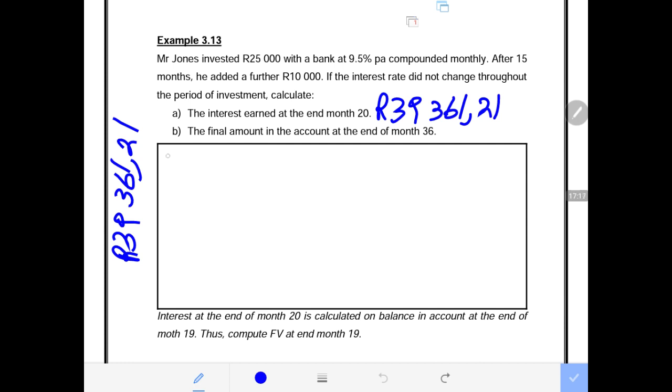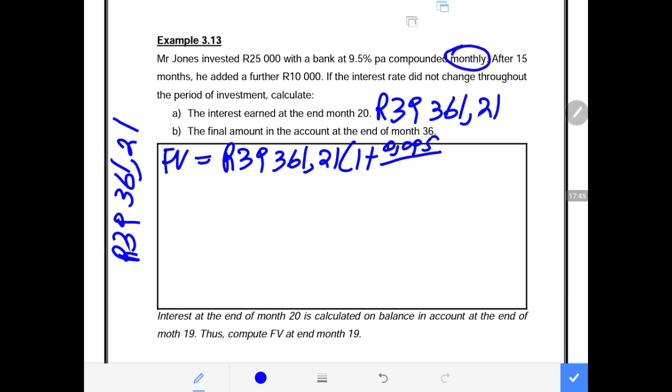We say our sum accumulated, because this is the sum accumulated. Please don't forget that, which is also our future value. Our future value is equal to the amount we have currently, which is 39,361.21, open brackets 1 plus 0.095 divided by the number of times the interest is compounded in a year. And if it's compounded monthly, that means it will be compounded 12 times in a year, because every month we will be earning interest. And this will be 17, which is 36 minus 19, meaning our exponent on top will be 17.